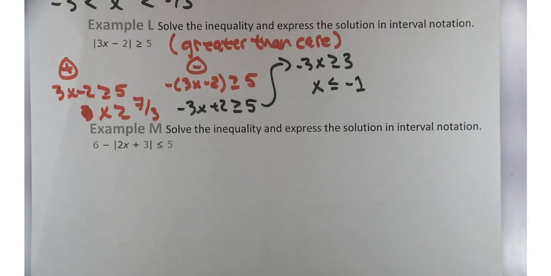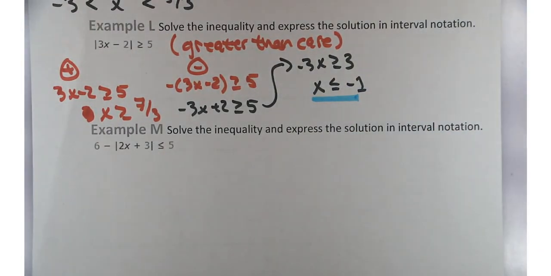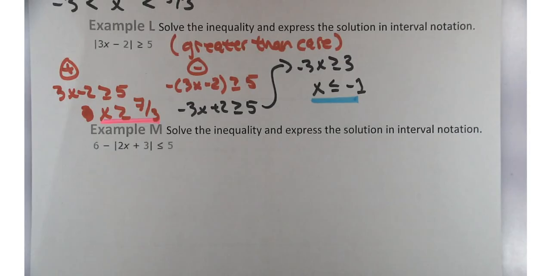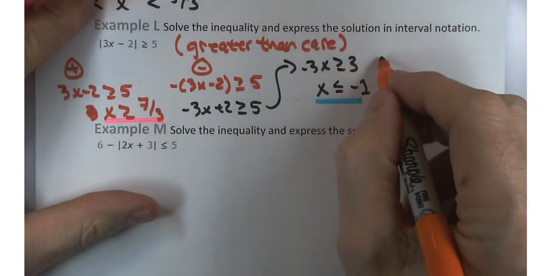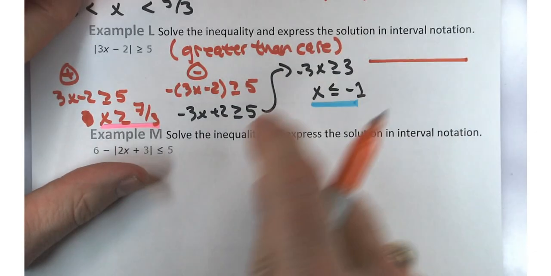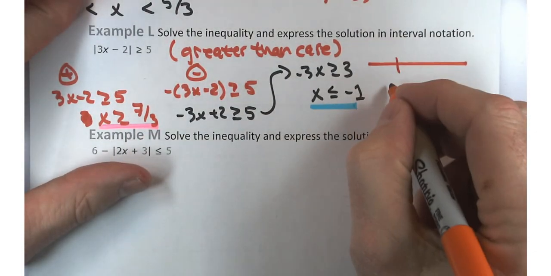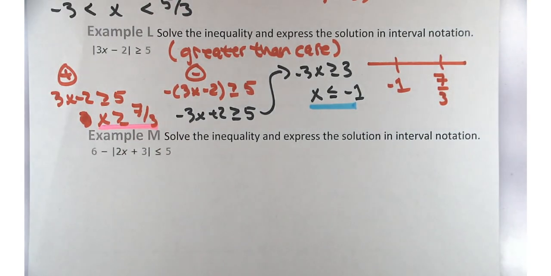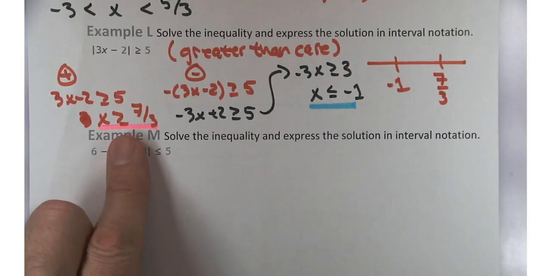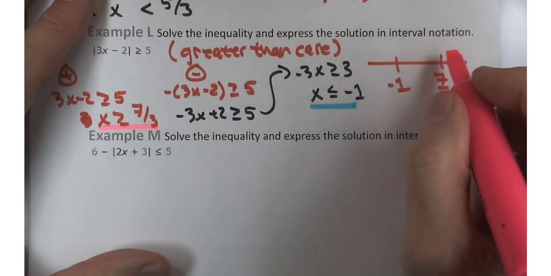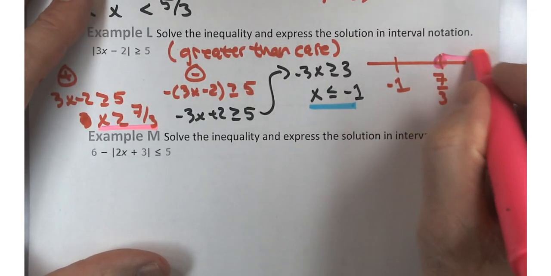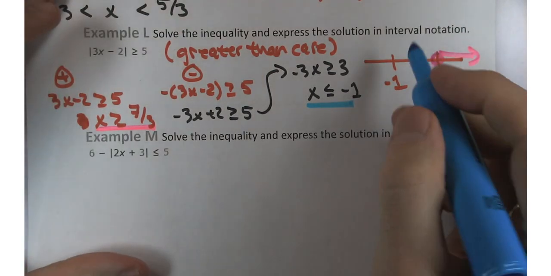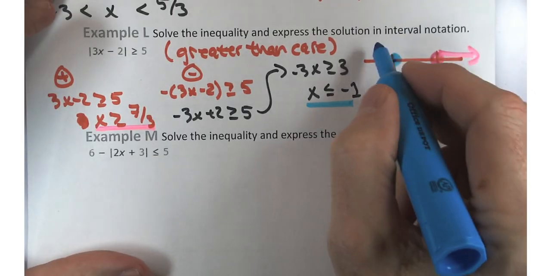Let's graph this. And I'm going to do this kind of in a color coordinated fashion. So when I graph it, typically speaking, I only draw the numbers that I need. I need a negative 1 and I need a positive 7/3. X is greater than or equal to 7/3. That's going to get a solid dot with an arrow to the right. X is less than or equal to negative 1 is also going to get a solid dot, except this time you're getting an arrow to the left.